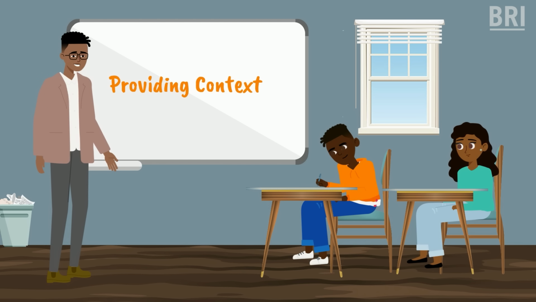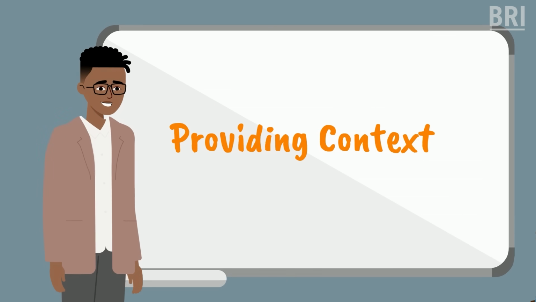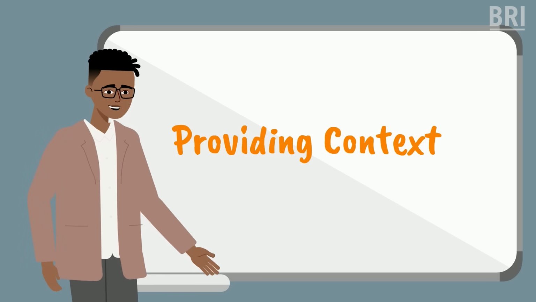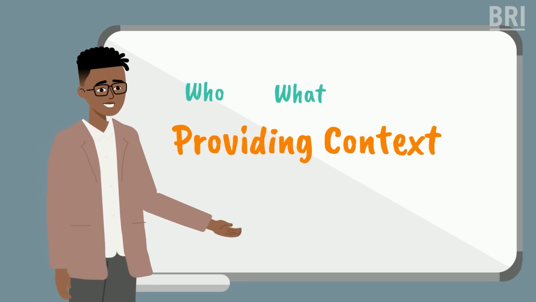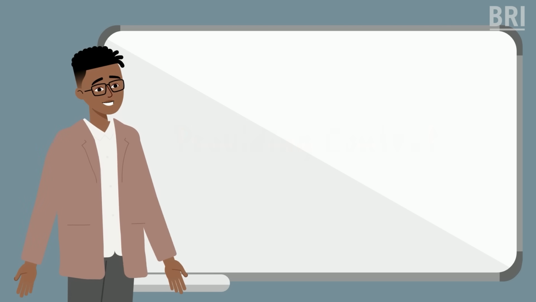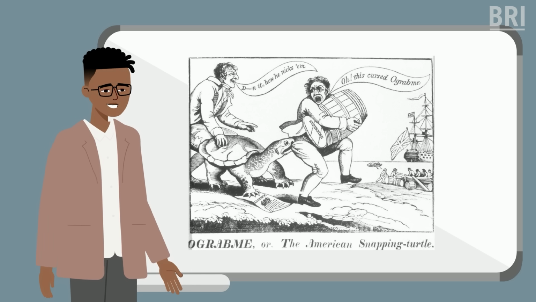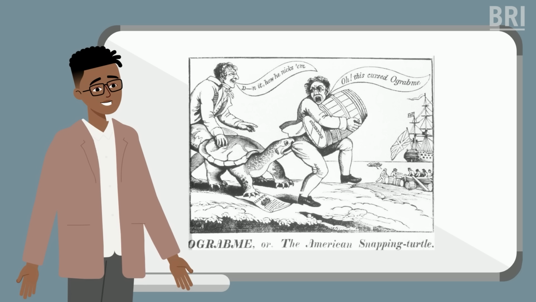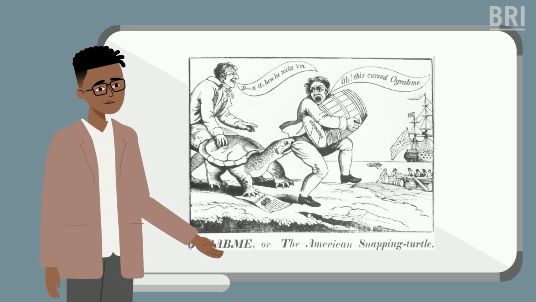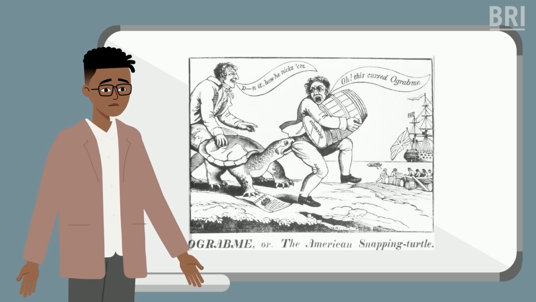Now, let's think like historians and practice the DBQ skill of providing context. Providing context is the who, what, when, where, why, and how of the document. Context explains the world around the source, helping the viewer understand the significance of the source within the time period. In this case, Jefferson's embargo didn't happen in isolation. It was part of a much bigger picture.